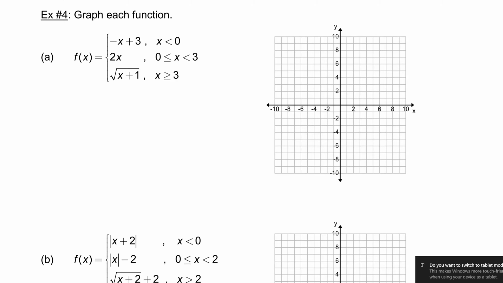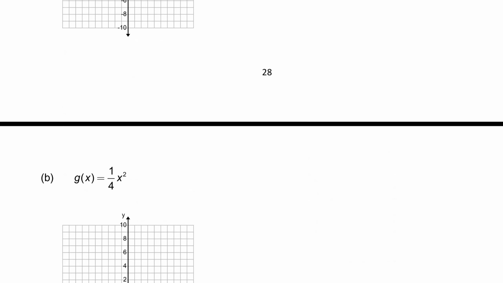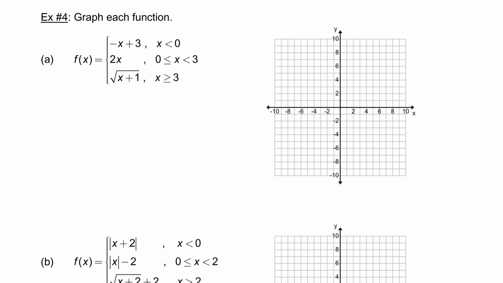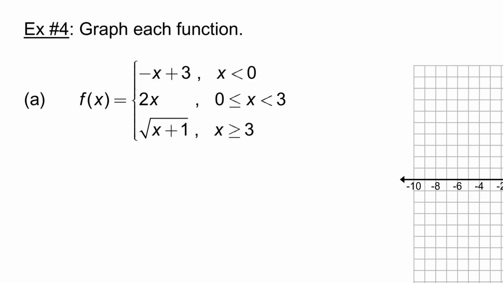So this is the second part of the screencast for 1.5. This is page 29. Okay, so example 4, graph each function. Notice these are piecewise. What we've done so far was use piecewise where it was lines or constants. Now I'm introducing some funky things like absolute value and square roots. Crazy. So I'm going to divide this piecewise graph into 3 parts because there's 3 different pieces.